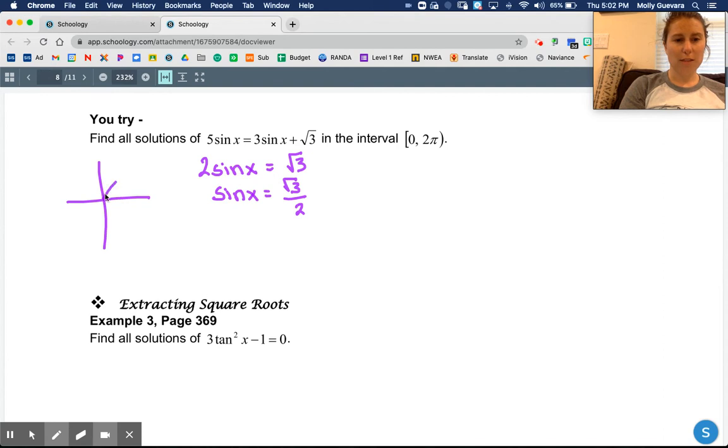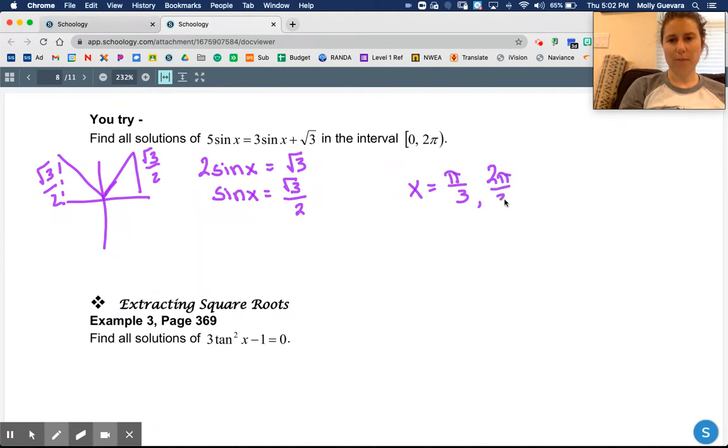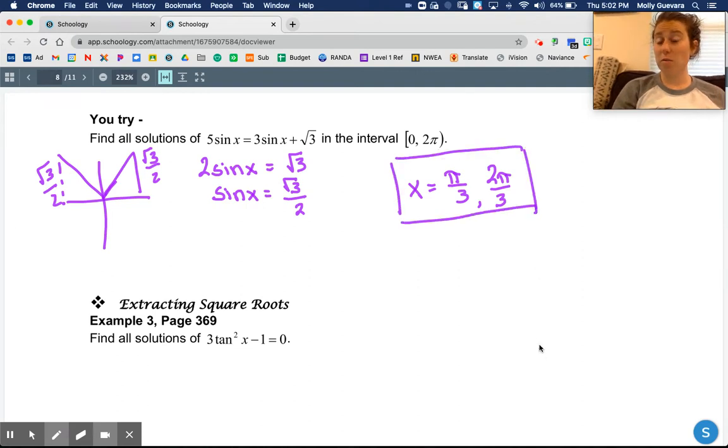And my x value is root 3 over 2, root 3 over 2. So then I get x is equal to pi over 3 and 2 pi over 3. Just like that. So it's just like the warm-up. You're just solving an equation and then doing what we did on the warm-up.